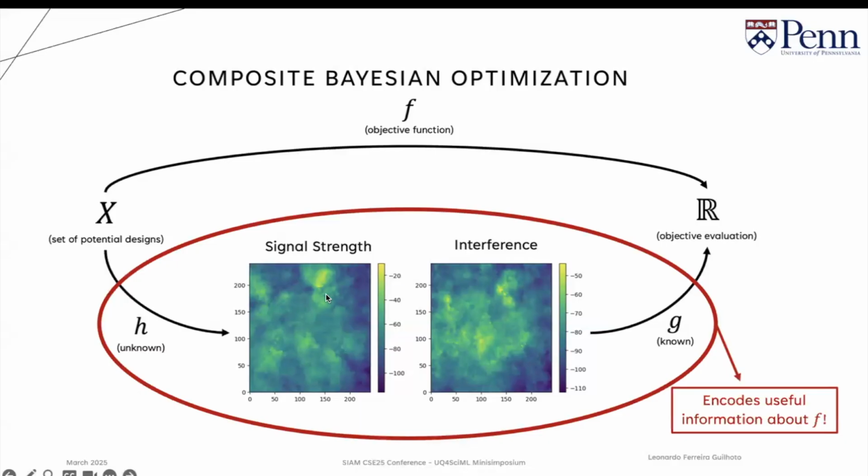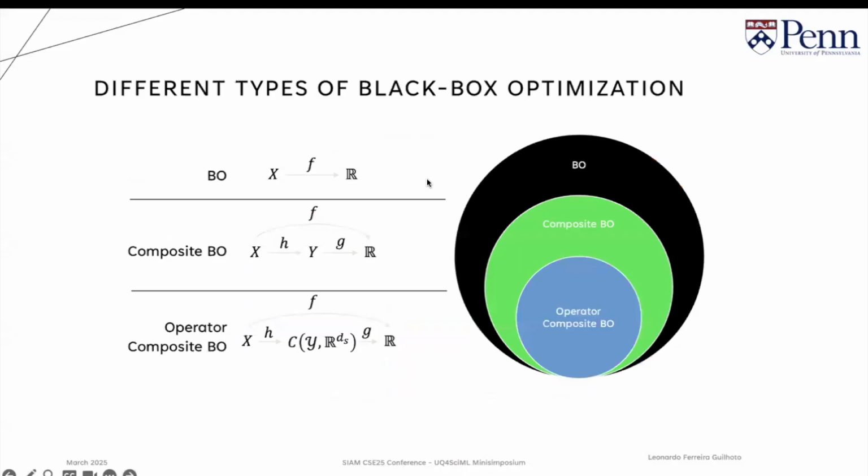And using this information encodes useful information about f. We kind of replace this black box nature of f with more of a gray box. We still don't know everything about it, but we're leveraging more information of this intermediate space. We are leveraging information about this composition. And in particular, we observed cases where this intermediate space is a space of functions.